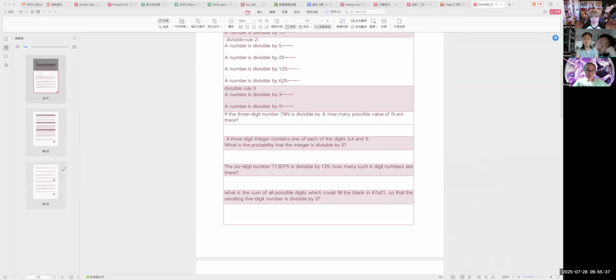Okay, so let's take a look at this one. What is the sum of all possible digits which could fill the blank in the 4, 7, blank, 2, 1 so that the resulting 5-digit number is divisible by 3? Okay?